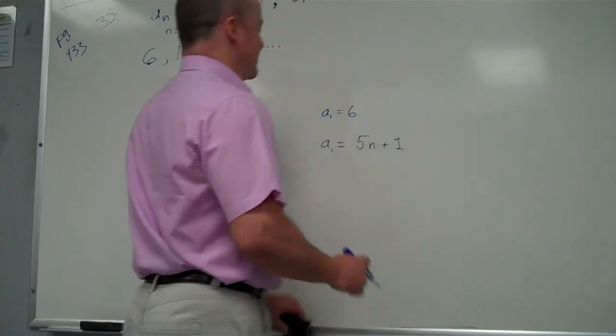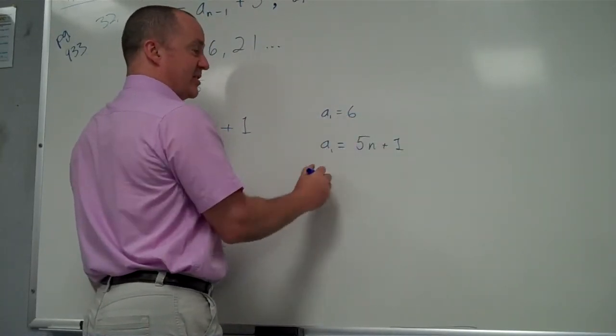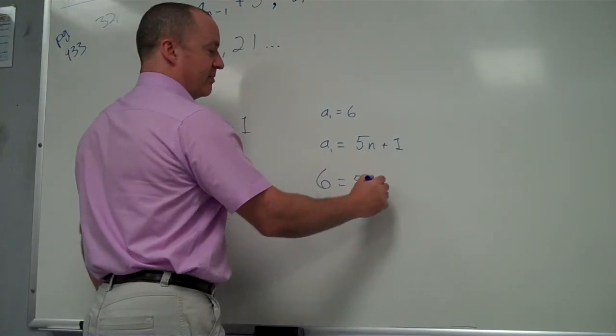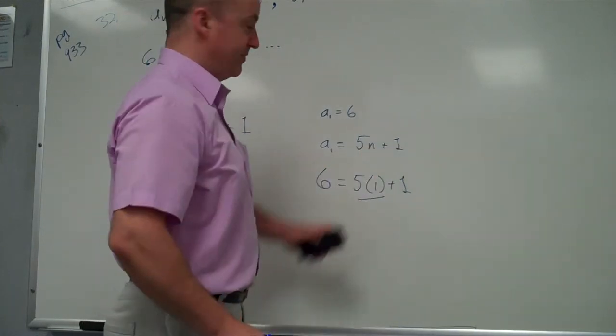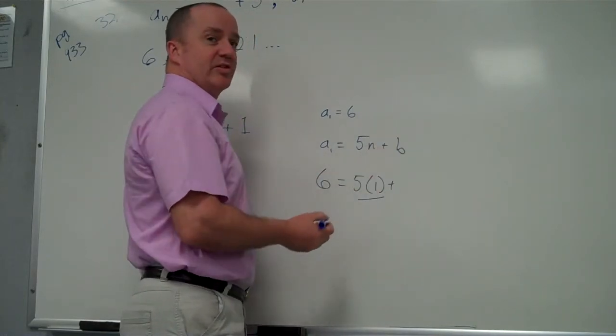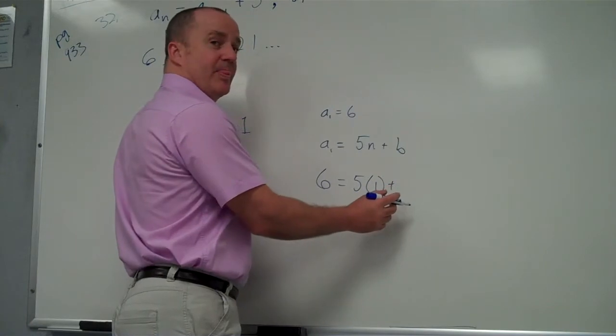Let me rephrase this. If I say a sub 1 is 6, a sub 1 is also 5n plus something. We were looking for this plus some number. I'm going to call it b, like slope-intercept. 6 equals 5 times 1 plus what?